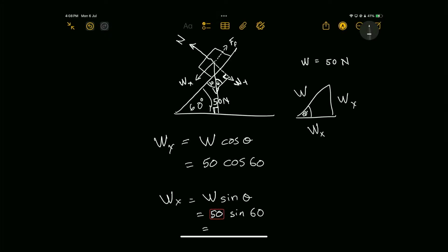Now the directions would be different, right? So Wy is in the opposite direction to the normal force, just by definition, right? The normal force is in the opposite direction to the weight. The frictional force is in the opposite direction to Wx, again just by definition, because the frictional force acts in a direction to oppose any type of motion, right? But the magnitudes will be the same. So this would be equal to 25 newtons, and this would be equal to 43.3 newtons.